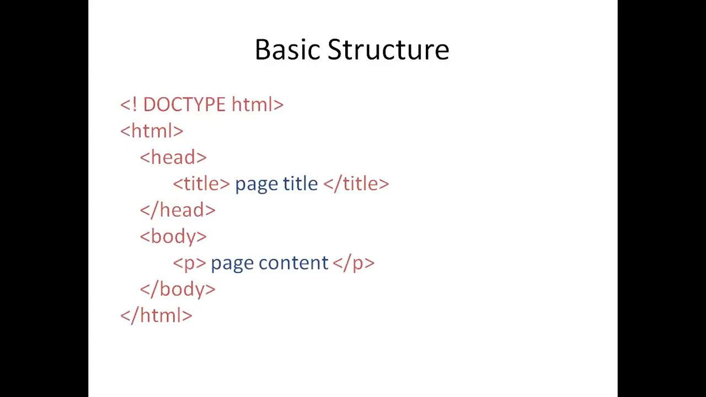So here is the basic structure. First, as you can see, this is the doctype tag. This is basically to tell the web browser that this piece of code is written in HTML. The document type is HTML. Then we have the HTML tag. This is the parent tag because every other tag will come within the opening and closing HTML tag.